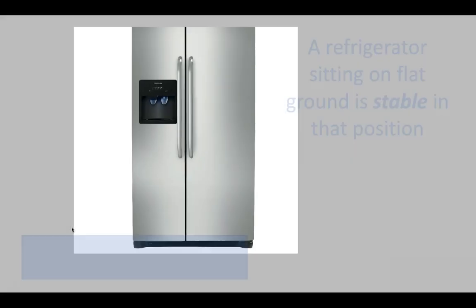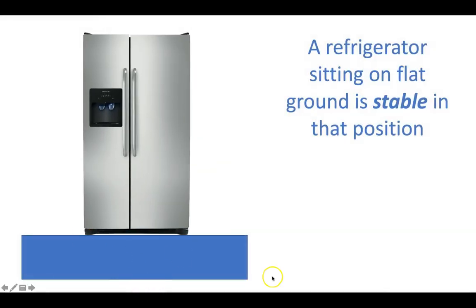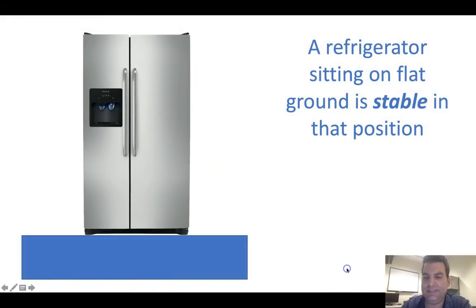All right, so let's think about this refrigerator, and it's sitting on level ground. So we've got a refrigerator sitting on level ground. If you slightly push on the refrigerator, it might wobble a little bit, but it will stay upright. So it has the ability to stabilize itself after a small perturbation.